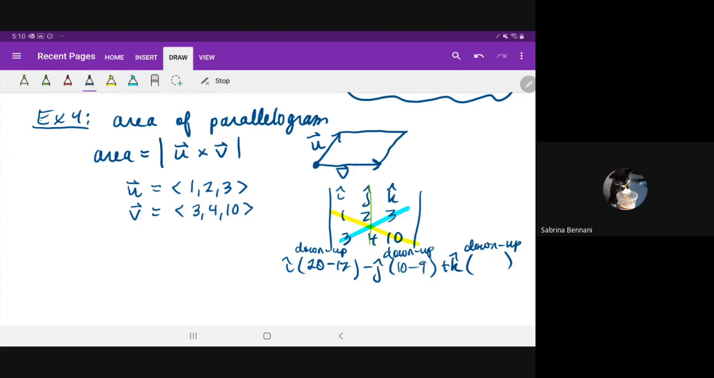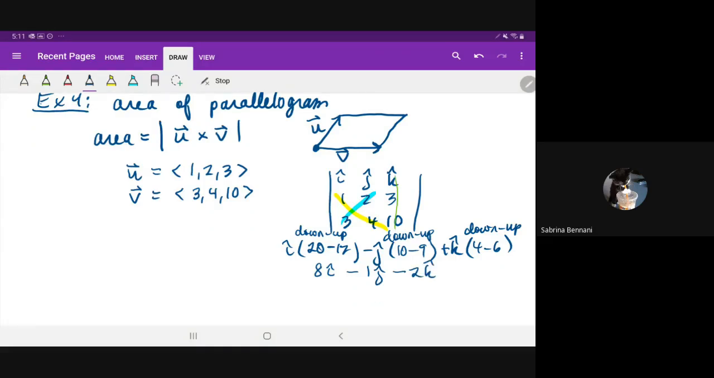And then the last one, you're going to block out the last column. Okay, the last column. And then that would be, let me erase my down minus up. Okay, so you're down 4 minus your up 6. So let's see, 4 minus 6. Okay, and that would be 8i minus 1j minus 2k.